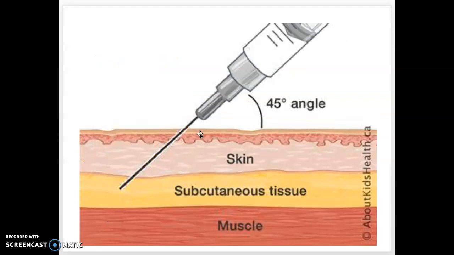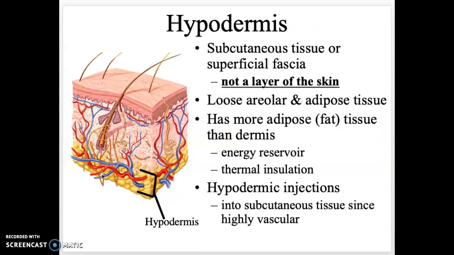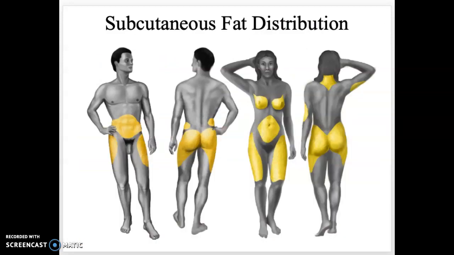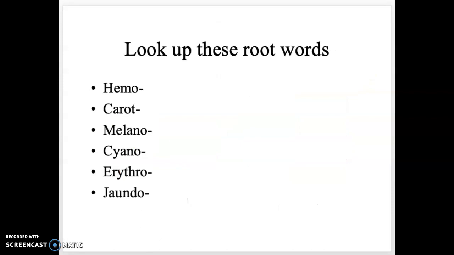Subcutaneous injections will be given here into the hypodermis. So we have epidermis here, dermis, and then hypodermis. This is a useful place to inject because look at all the blood vessels that are able to absorb the drug. Here, this is just a distribution of where subcutaneous fat tends to go in each sex. You can see in men, it's mostly on the lower abdomen and the sides of their leg, their butt, but in women, it's kind of more spread out throughout the body. These are a few root words I highly recommend knowing. Maybe pause and write down your definitions for these.